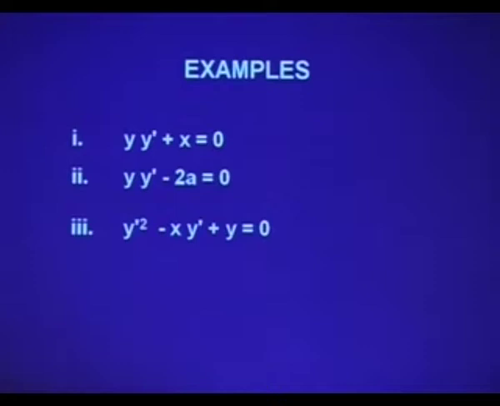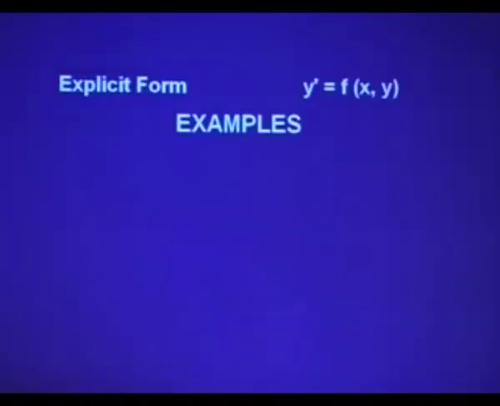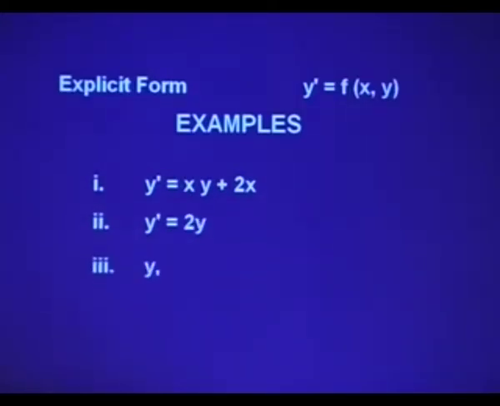But in actual practice, when we are solving, we may need to write these equations in explicit form as y dash is equal to f of x comma y. Examples of such equations are y dash is equal to xy plus 2x, y dash is equal to 2y, y dash is equal to x minus y square. We see here that we are explicitly writing that y dash, the first derivative, is a function of x and y.